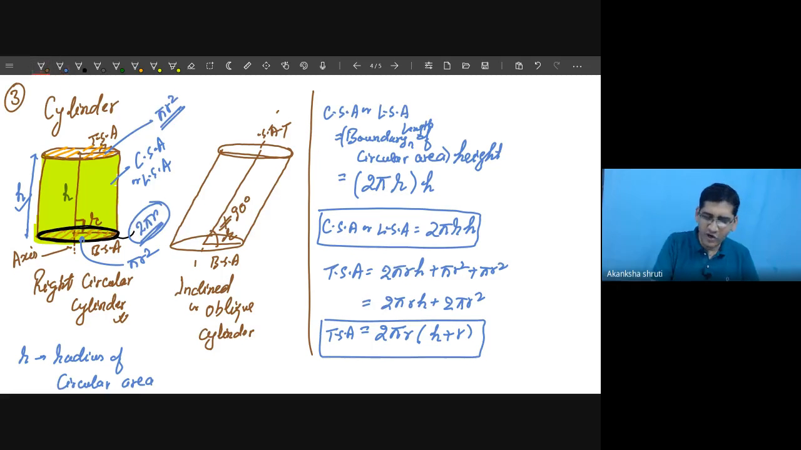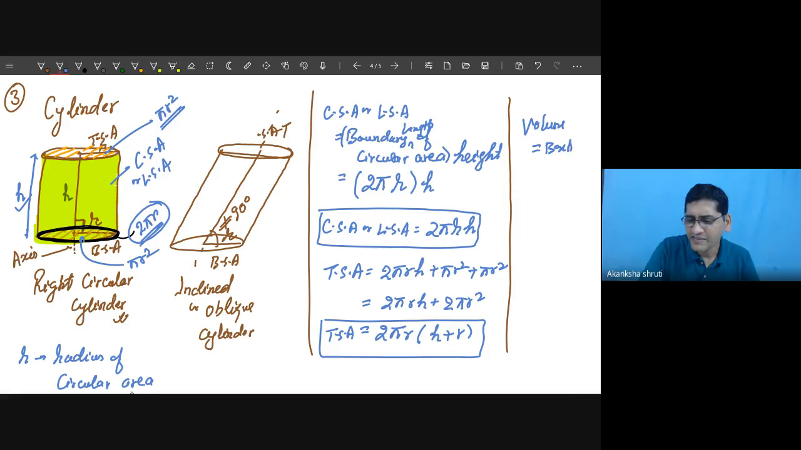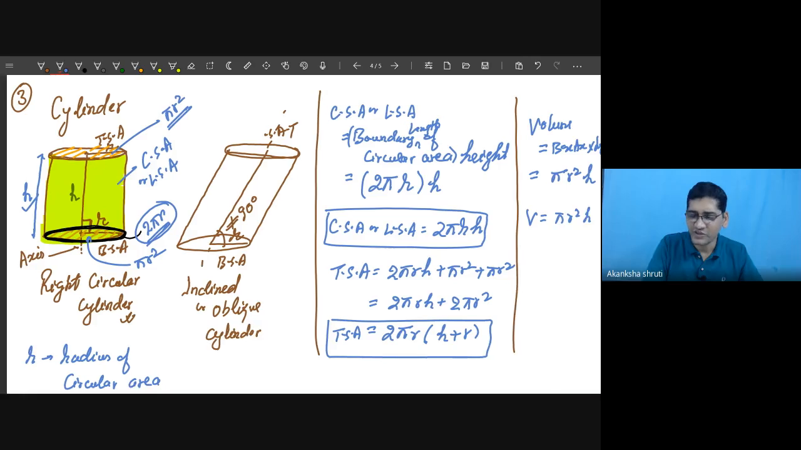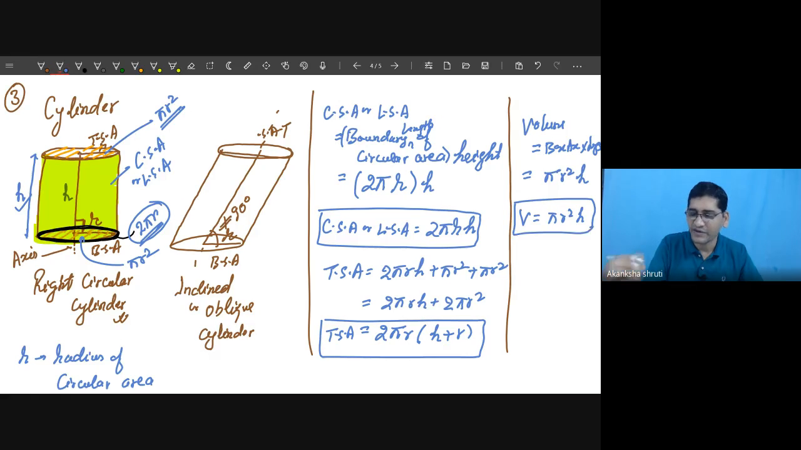Now coming to the volume. Volume is very easy. For volume, it is the base area into height. The base area is the circular pi r square. This much area will be filled layer over layer, and this way the space gets occupied. So it is pi r square h. The volume of a cylinder is pi r square h. This we need to keep in mind. Okay, student, these are the things that we have to keep in mind.